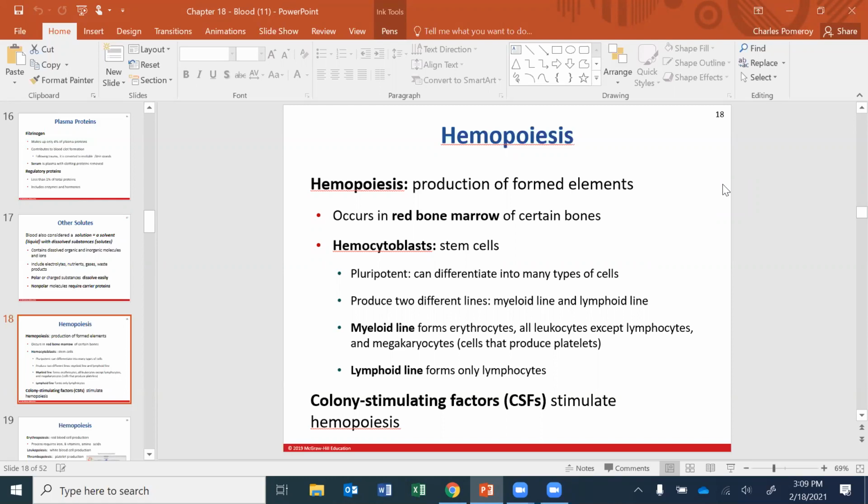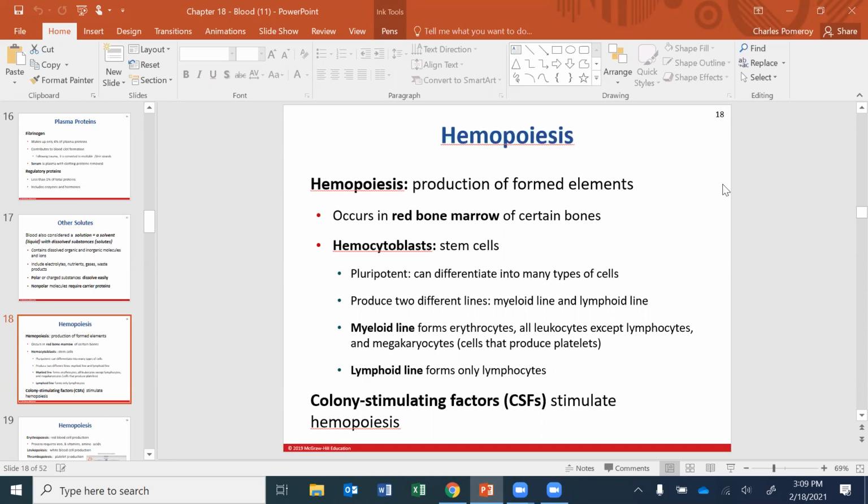Differentiate is when a cell becomes a specific kind of cell. So when you have a stem cell, it is what we call undifferentiated. It can become different things, at least if it's an embryonic stem cell, or if it's what we call a pluripotent stem cell. Pluripotent means it has the potential to form many different kinds of cells. Okay, pluri means plural, and potent means potential.